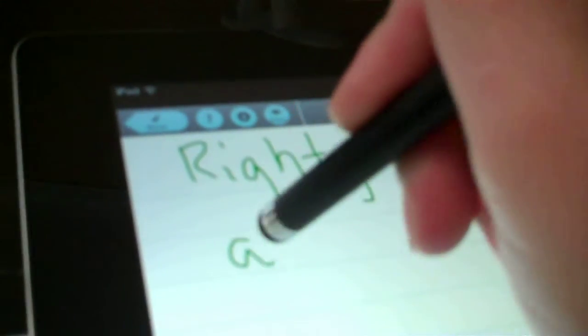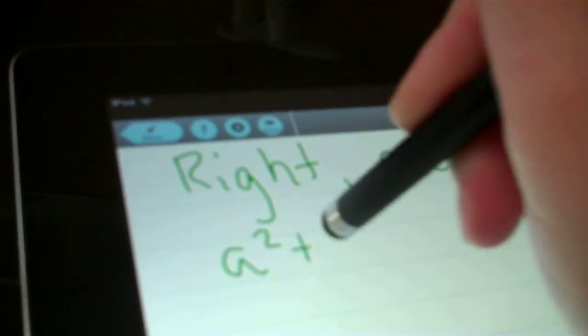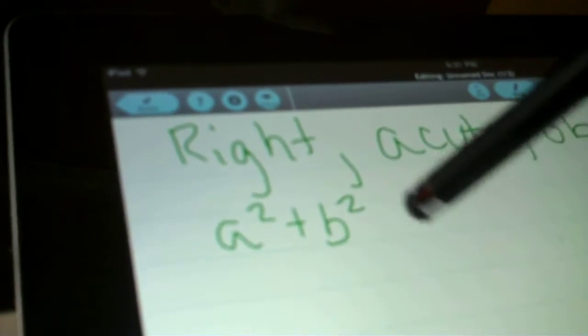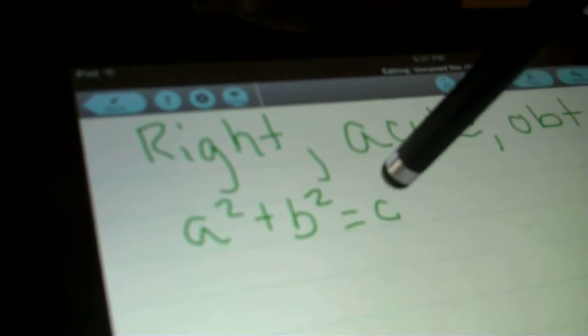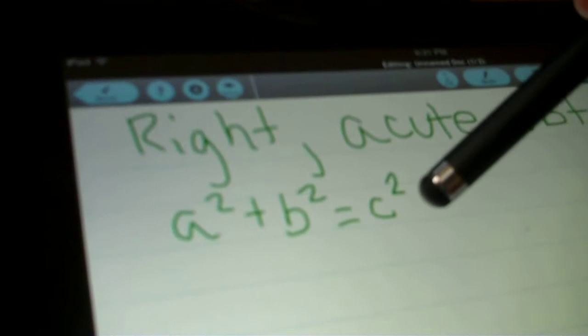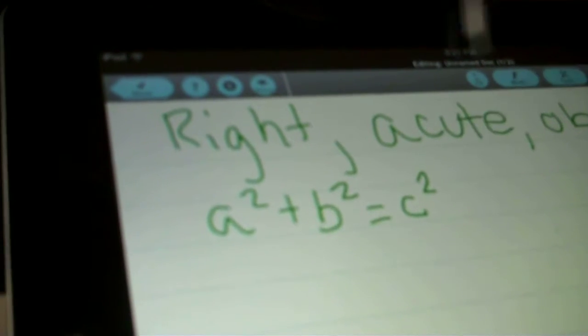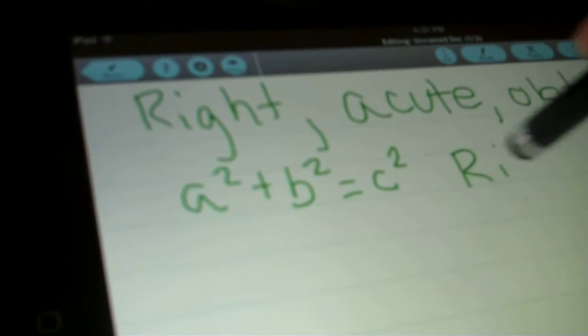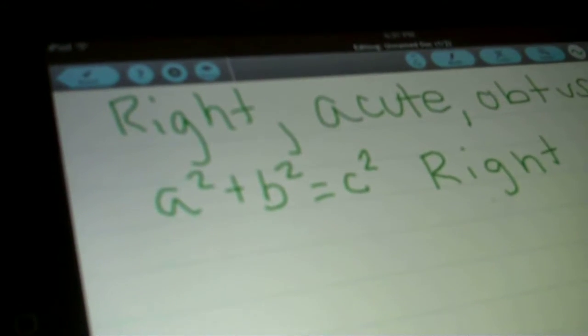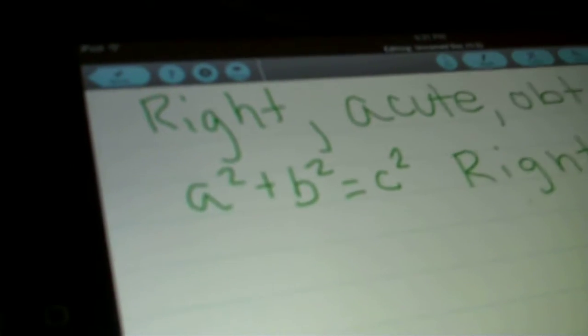All right? So the rule is, if it's a right triangle, you're going to take your Pythagorean theorem, take your two smaller numbers, put them in for a and b, and see if that equals your bigger number squared. If it does, then you have a right triangle. So all you're doing is using the Pythagorean theorem and seeing if it worked.